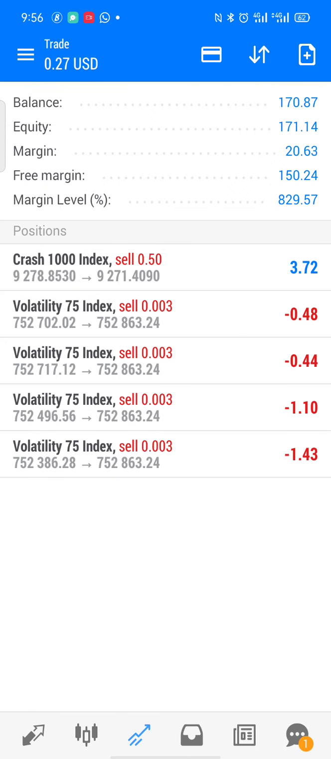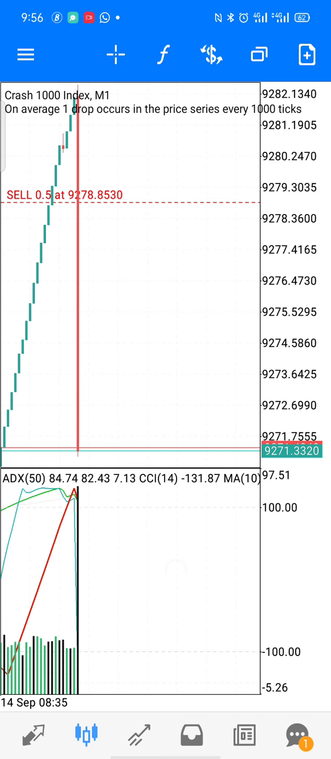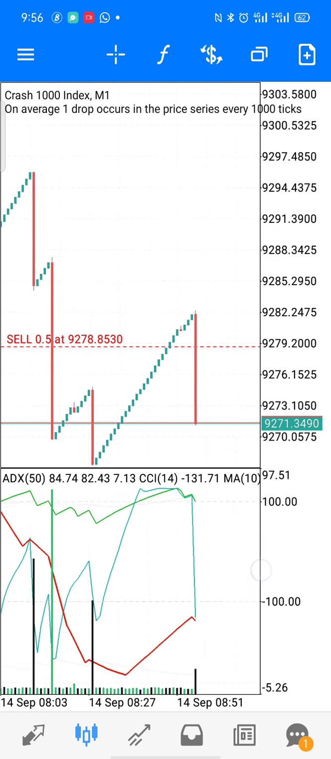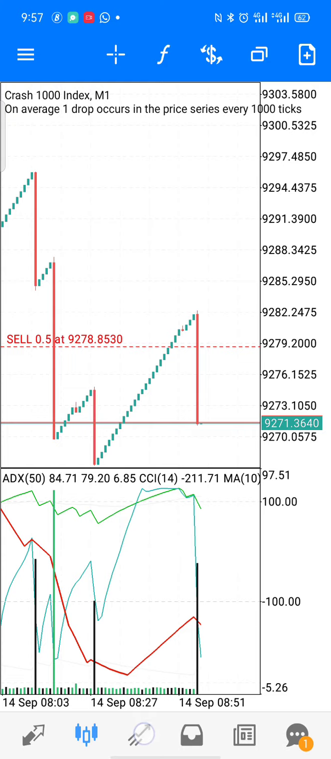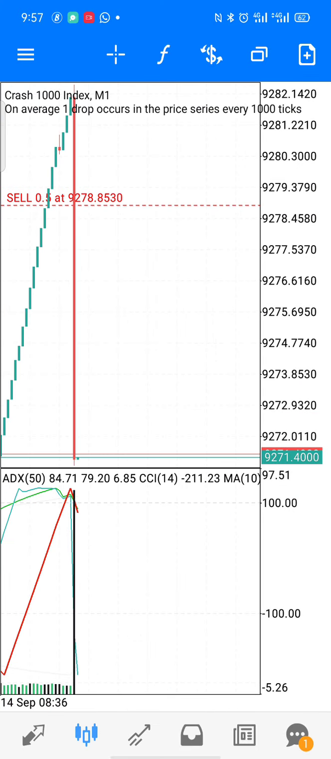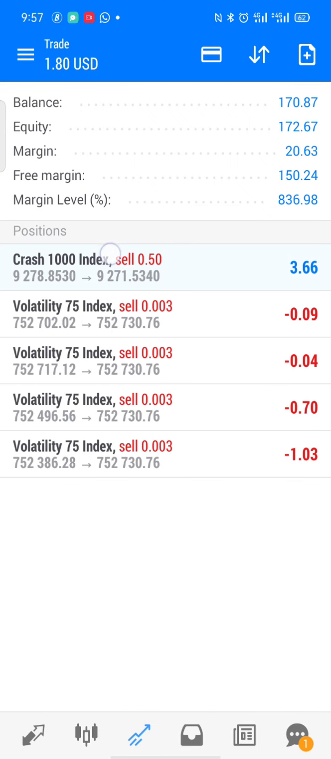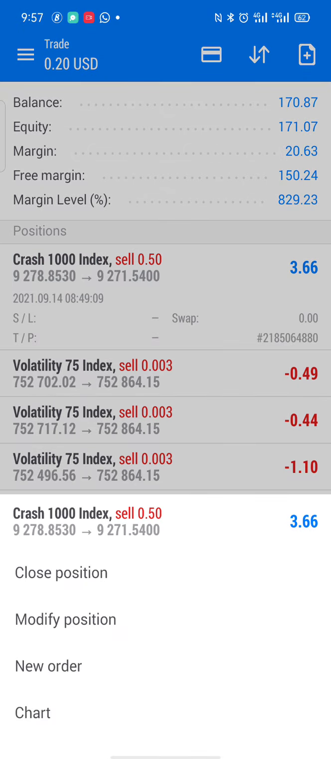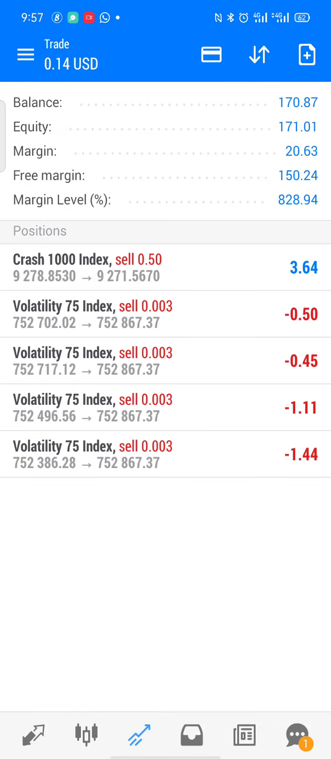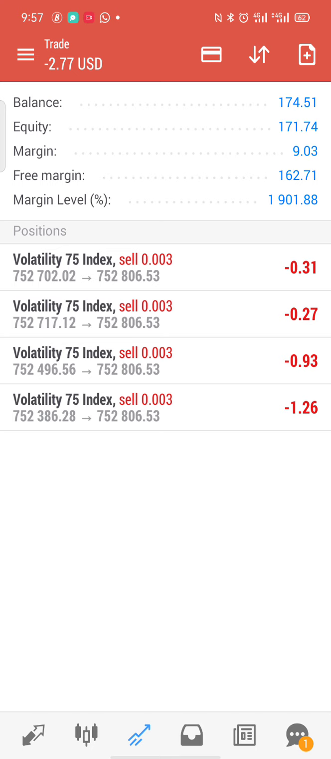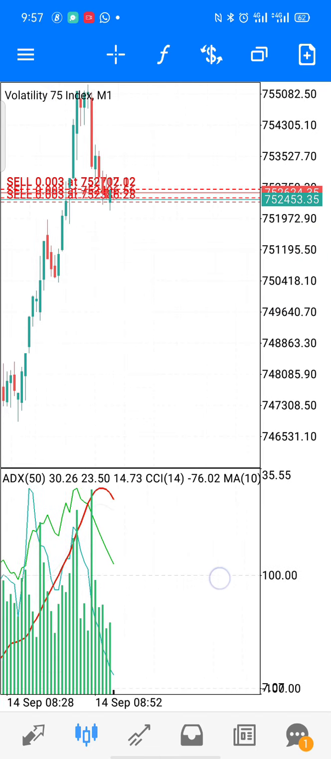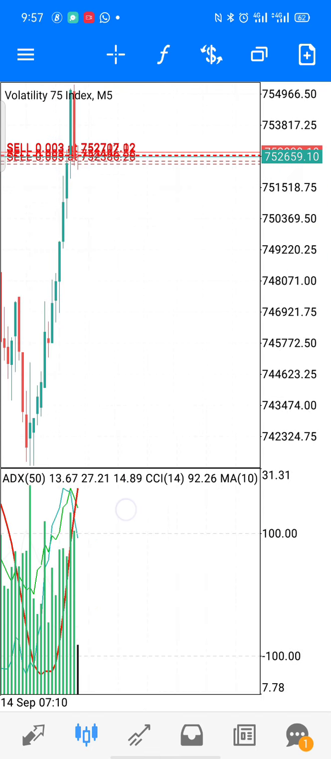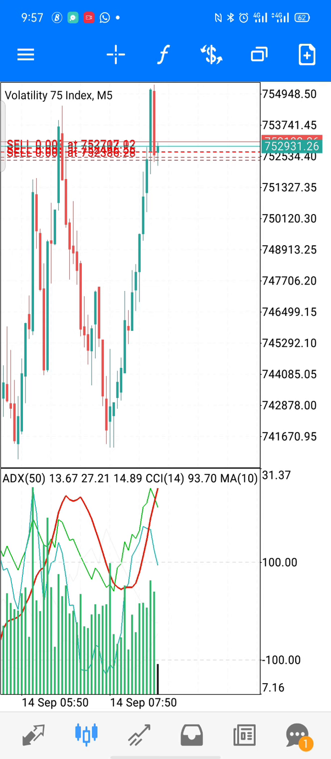Look, guys, we got the spike on Crash. You can see perfect strategy for Crash and Boom. We got the spike. You can see that, guys. So I'm taking profit for Crash. 1,000 profit taken. So I'm waiting for Volatility 75. Just give me some profit and I'm off.